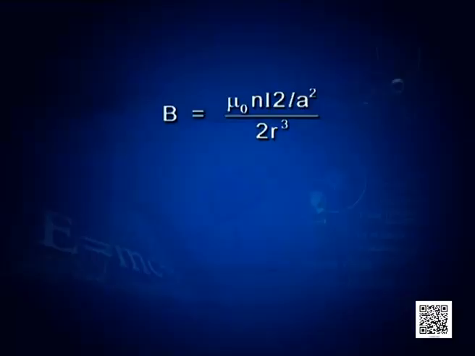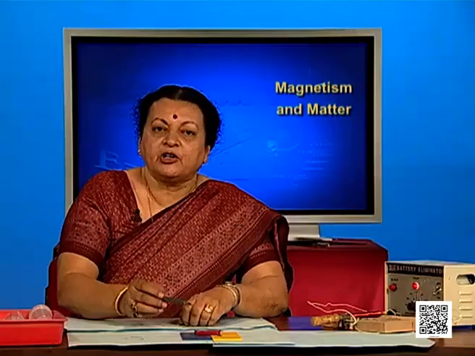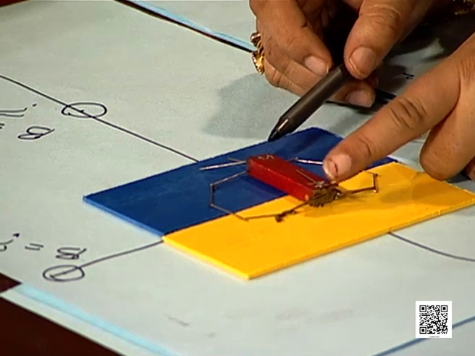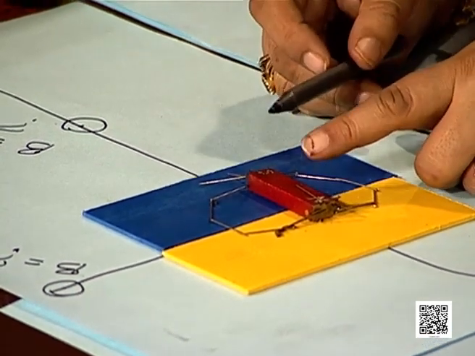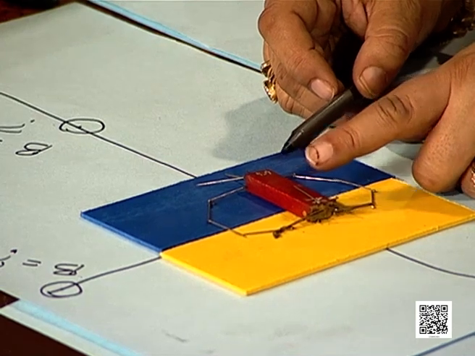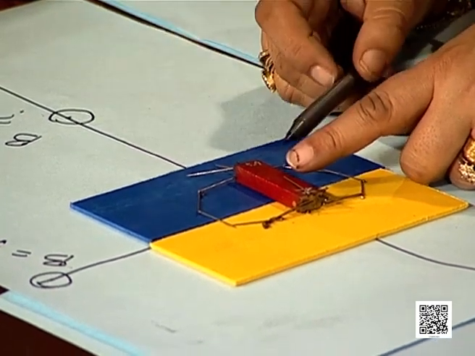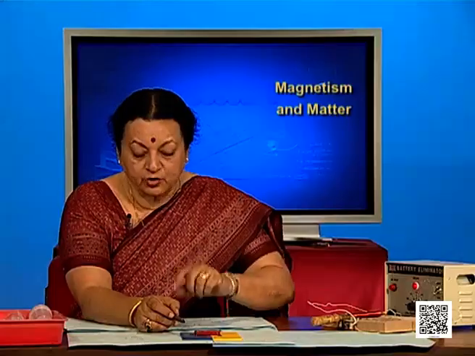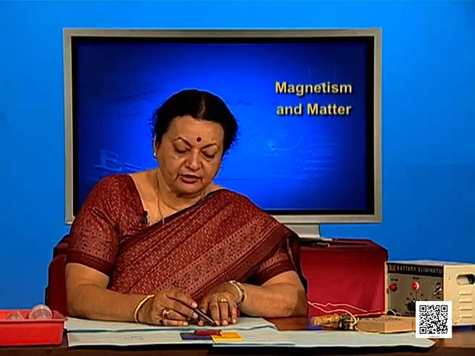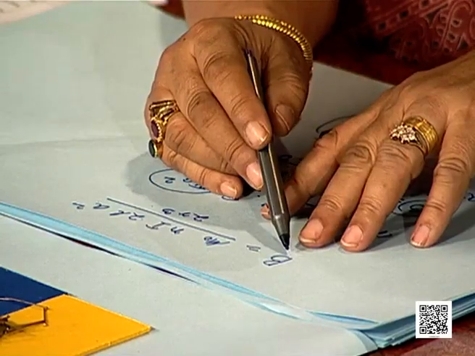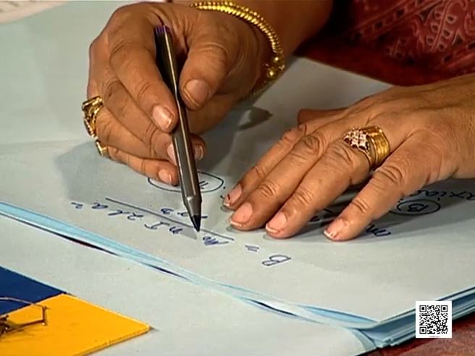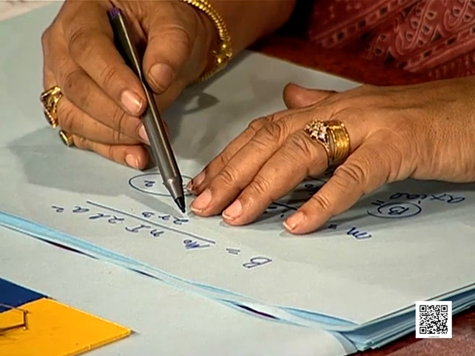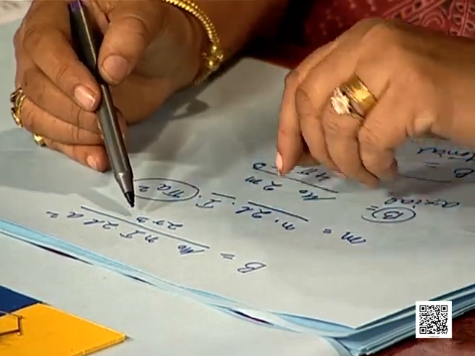We can approximate this formula, and how is that? Because we can say that the distance r that we have selected is much larger than the length of the magnet. Also, the element that we have chosen to give us the value for B is very close to the center. So, our x value is also small as compared to r. Doing that, we are then going to get the formula as the magnetic field B equal to mu naught n I 2 L A square divided by 2 r cube.